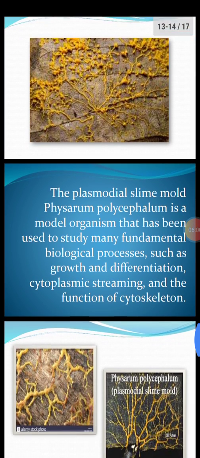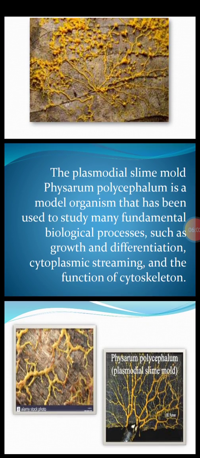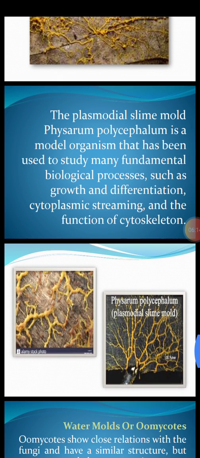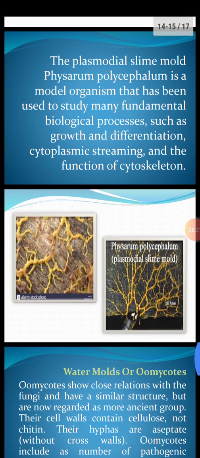The plasmodial slime mold is Physarum polycephalum, its scientific name. It is a model organism that has been used to study many fundamental biological processes like growth and differentiation, specialization, cytoplasmic movement or cytoplasmic streaming, and functions of the cytoskeleton, which maintains the shape of the body. Now, a picture of the plasmodial slime mold, Physarum polycephalum, is shown.